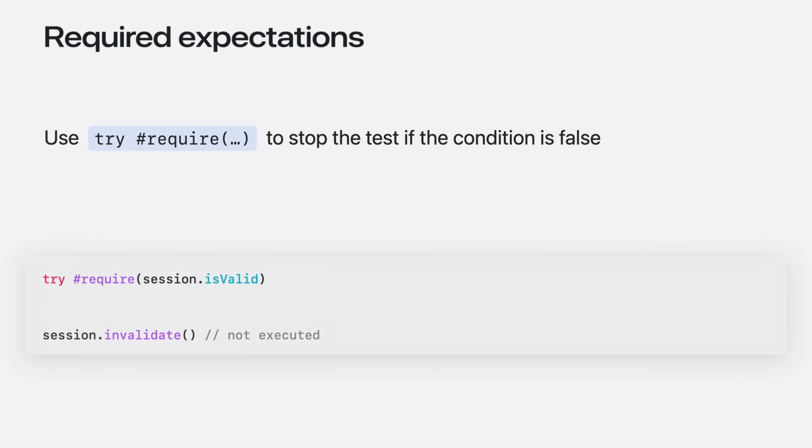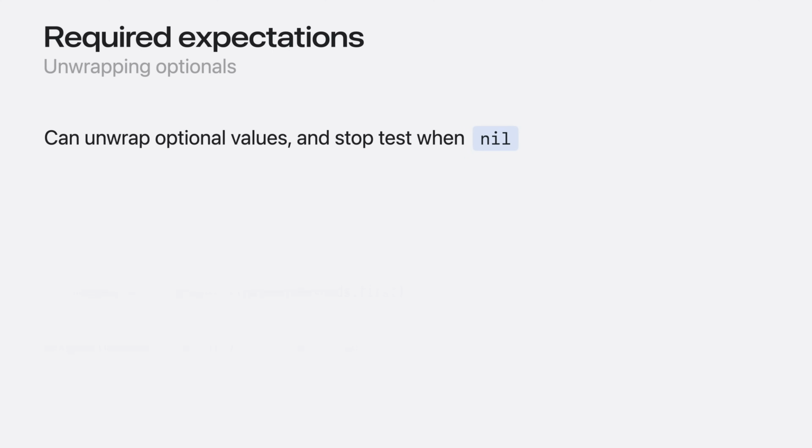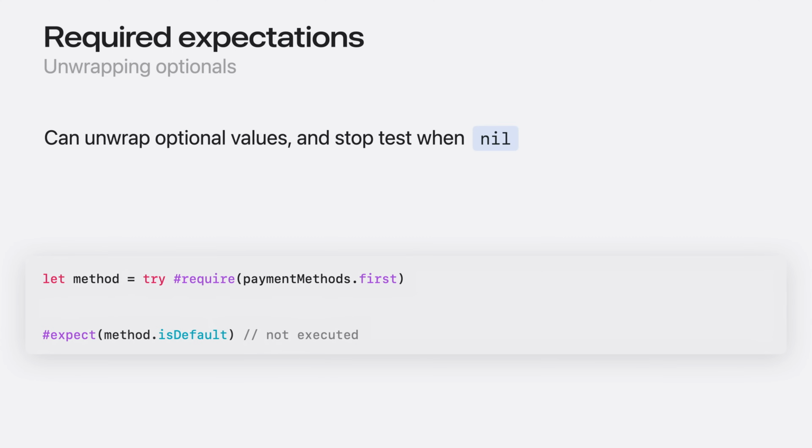Required expectations are similar to regular expectations, but they have the try keyword and throw an error if the expression is false, causing the test to fail and not proceed any further. Another way you can use the require macro is to try unwrapping an optional value safely and stop the test if it's nil. This example shows using the require macro to access the first property of a collection, and afterward, it checks a property on the element.